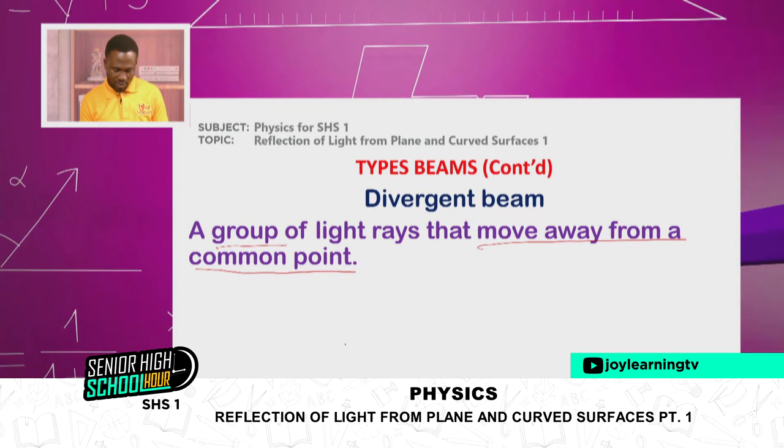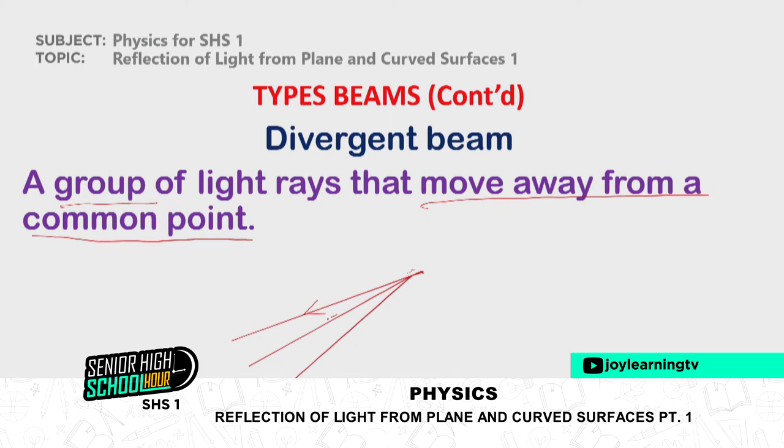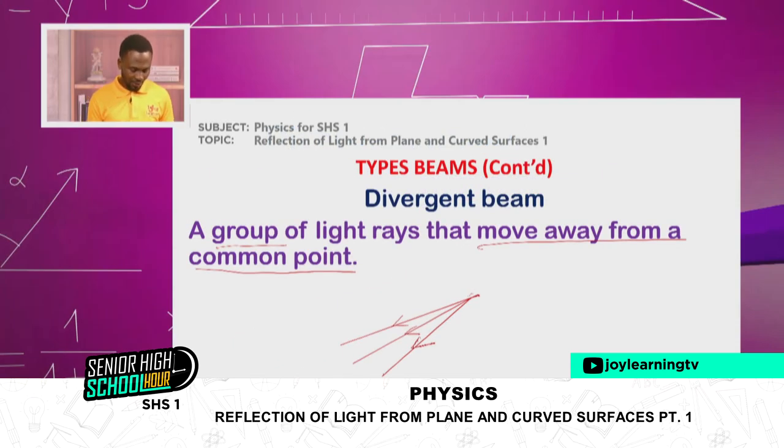We try and get an illustration. You could have this. Then we have this one. Then we have that. Now they're just lines, but if I put in the arrows to show that they are moving away from a common point, then we say they form what you call a divergent beam. So a group of light rays that come away from a common point form a divergent beam.